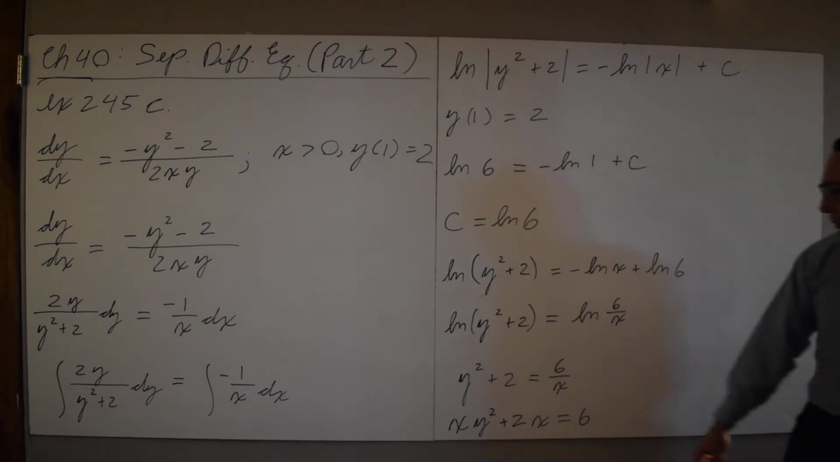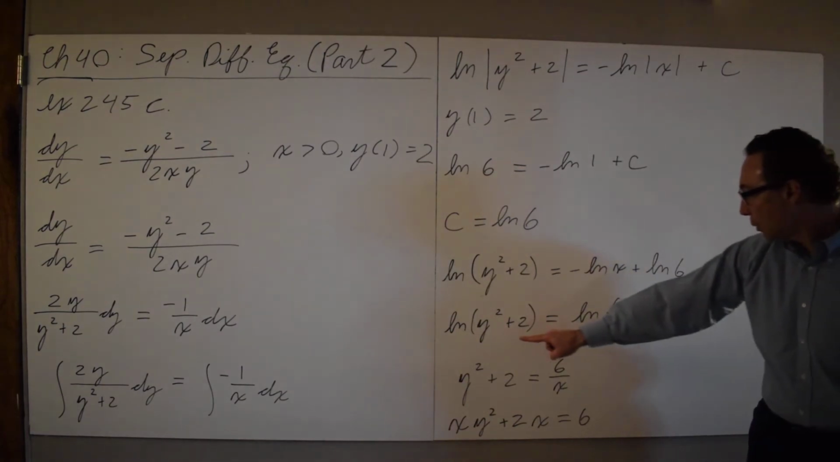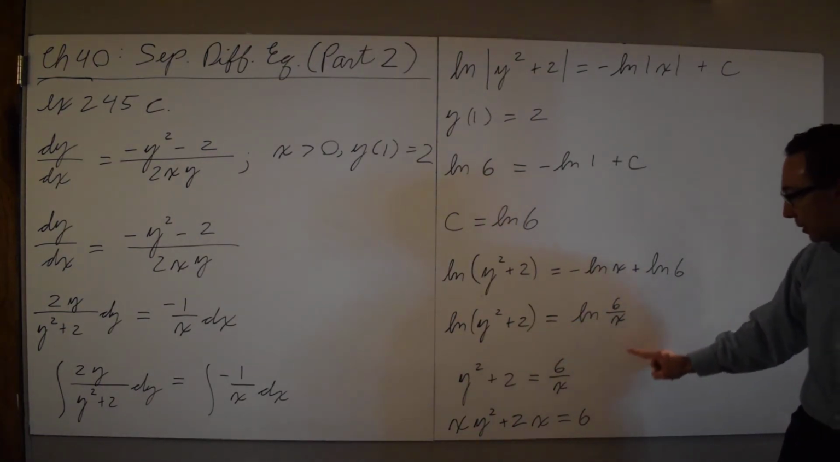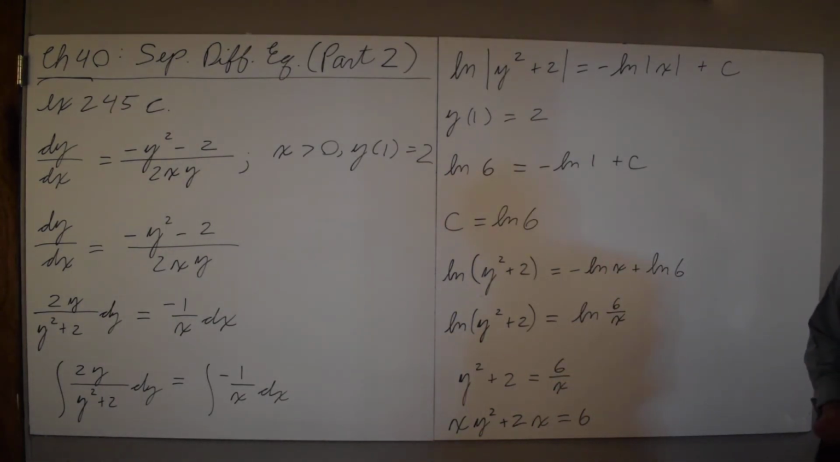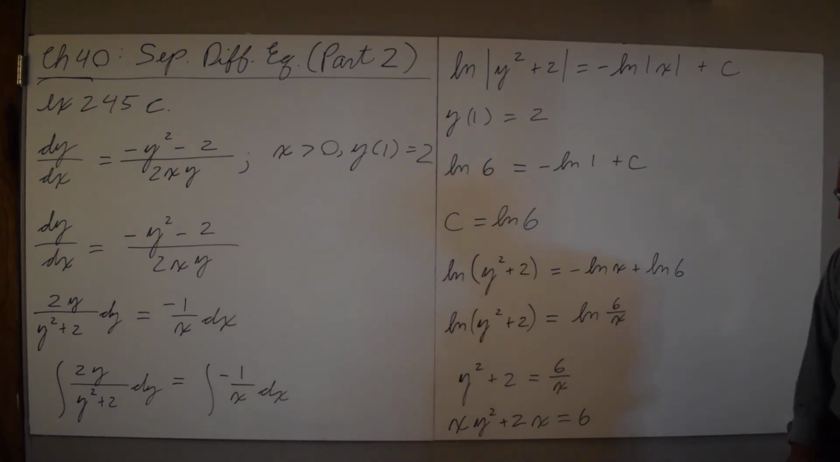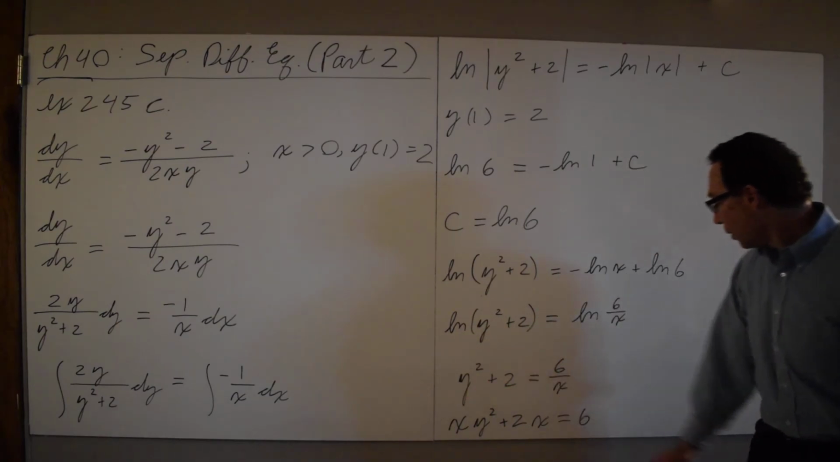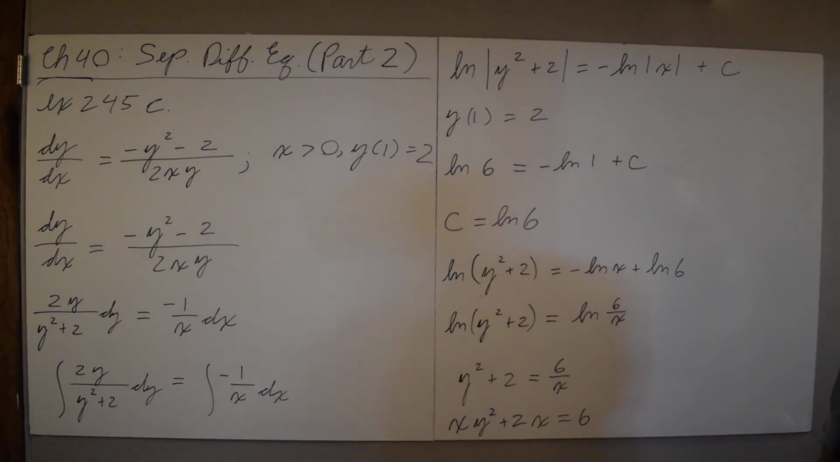And so remember, the natural log function is 1 to 1. So that means if natural log of y squared plus 2 is equal to natural log of 6 divided by x, then y squared plus 2 is equal to 6 divided by x. Another way to think of this is apply the exponential function to both sides. e to this power is equal to e to this power, which means that e to this power is y squared plus 2, e to this power is 6 divided by x.